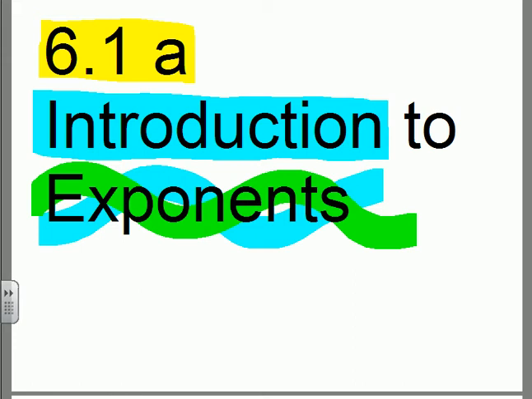In the first section of Chapter 6, we're going to be taking a look at exponents. So in this first video, 6.1a, we're just going to introduce it, and most of it you already know, but I'm going to give you some ideas that I'm going to ask you to carry with you every time you're dealing with exponents. Okay, let's get started.